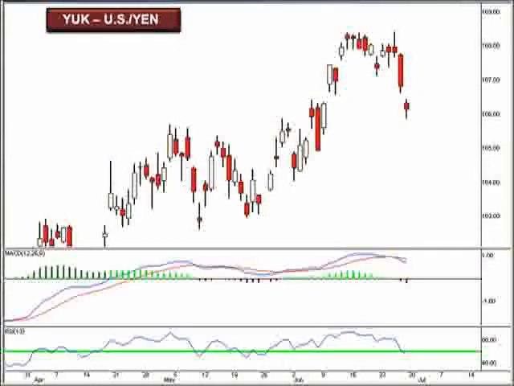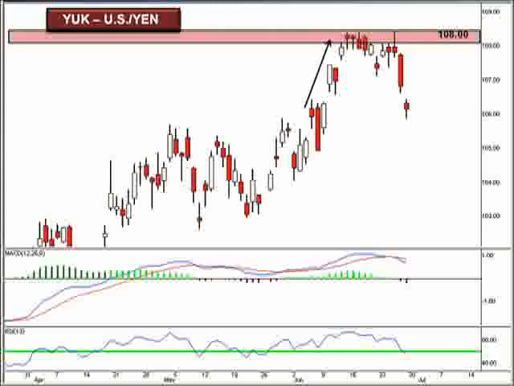The YUK, the US versus the Japanese yen, we'd seen a significant rally into a resistance and suggested that the likelihood of a pullback was high. We saw a pullback and then a retest of that 108 level. We did suggest that a break of that 108 would likely see the prices play into the 110. We did not see that.